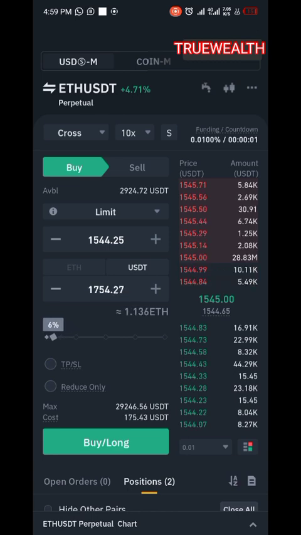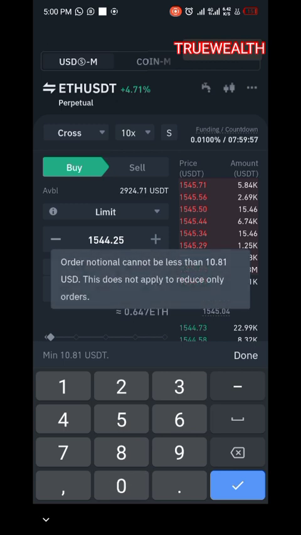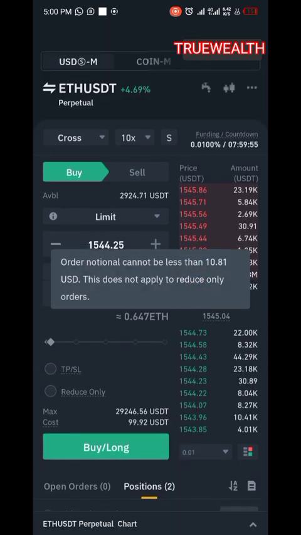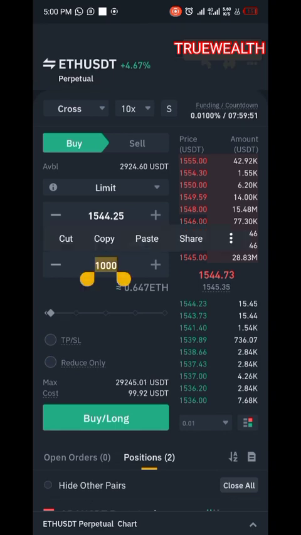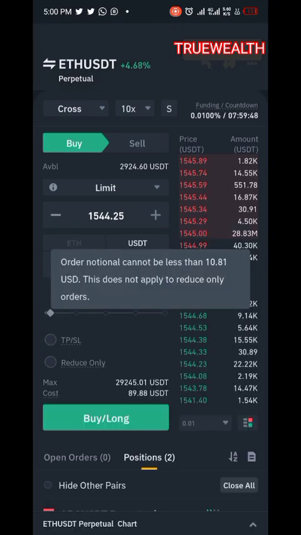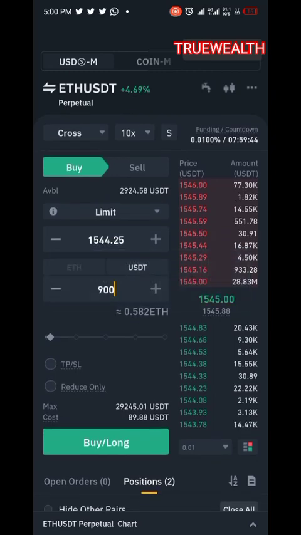Okay, I select 10 leverage, so it will be 1000. Sorry for that. So I will add to the position now. Let me just add 900 to it. Yes. So what am I doing? I'm buying Ethereum.